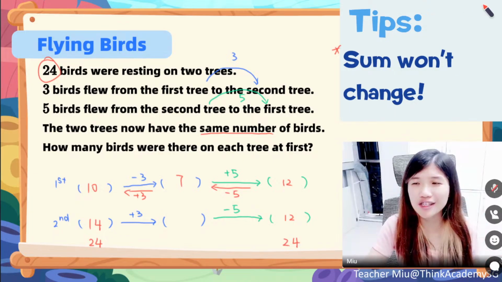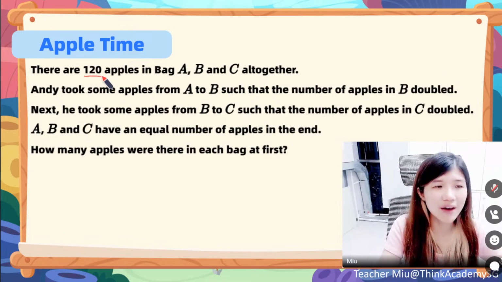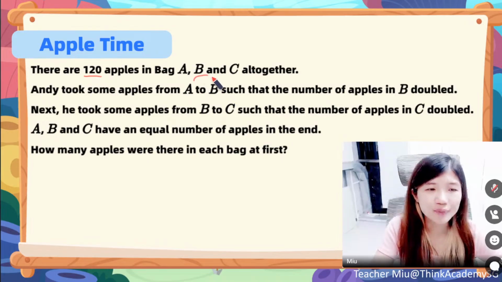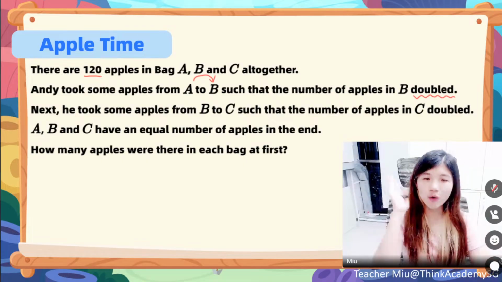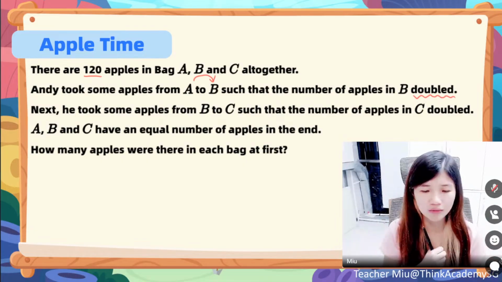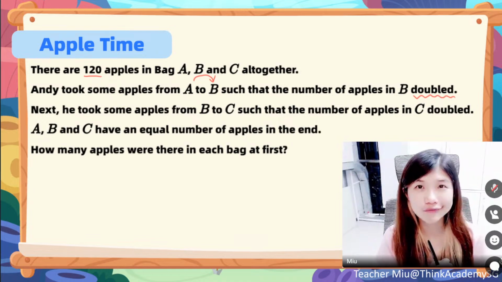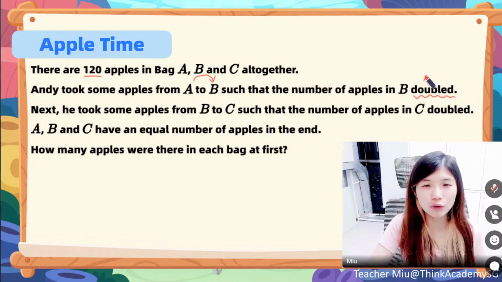Here we go. Let's just go further. What about now? Now altogether, we have 120 apples in A, B, C. And they took some apples from A to B, such that the number of apples in B doubles. Hey, I got a question. What does it mean double? Good job. Double means times 2.